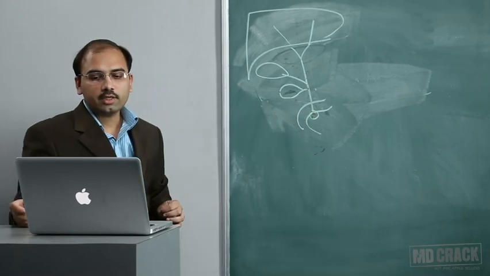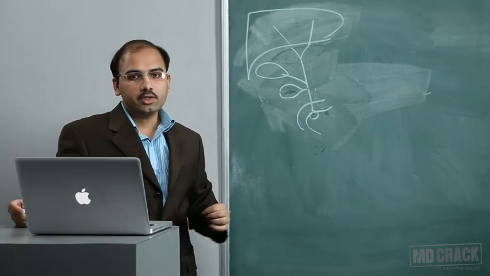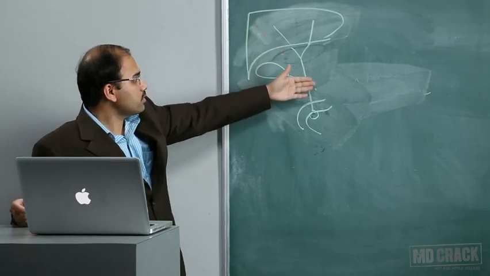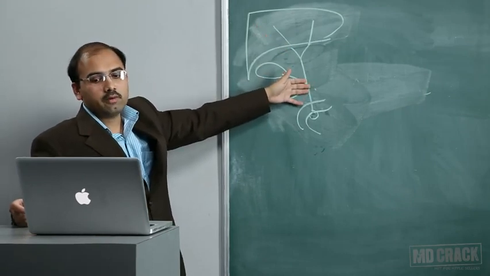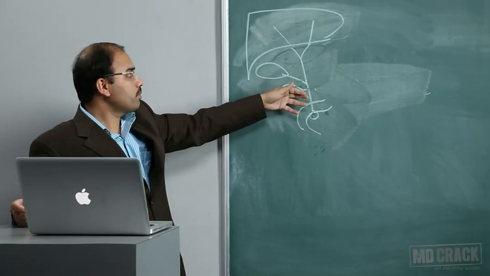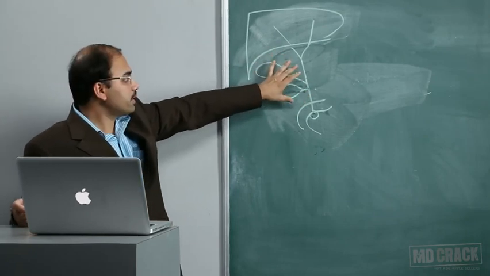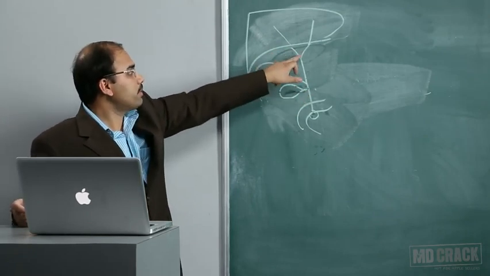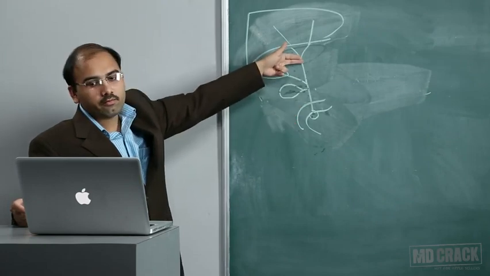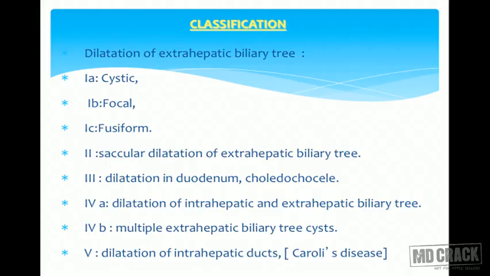Type 4a is dilatation of intrahepatic and extrahepatic biliary tree. So intrahepatic and extrahepatic dilatation are seen in type 4a. Type 4b combines multiple extrahepatic dilatations. So multiple extrahepatic dilatations are seen in type 4b. Whereas type 5 will be dilatation of intrahepatic ducts. So in type 5 there will be dilatation of intrahepatic ducts mainly.